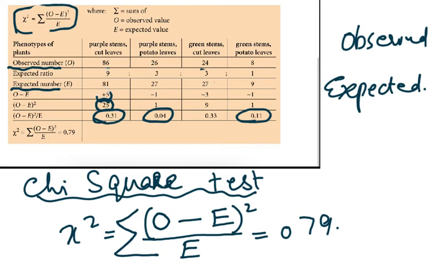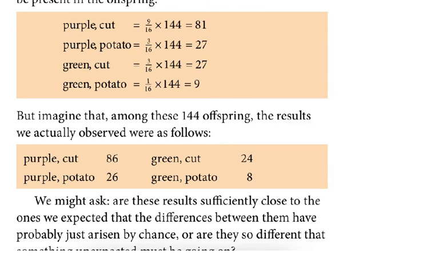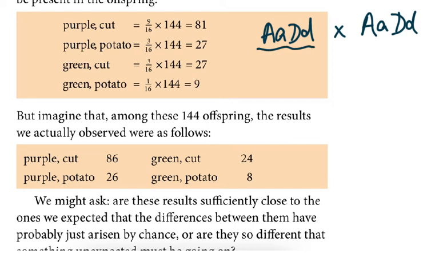Now, as you look at all these figures, first we have to understand how we got these observed and expected values. We crossed two heterozygous plants. We took a purple cut and crossed it with another purple cut, the same example that we talked about in the dihybrid cross. If you remember, whenever we cross heterozygous for both characteristics, the ratio is 9, 3, 3, 1. That is the rule.